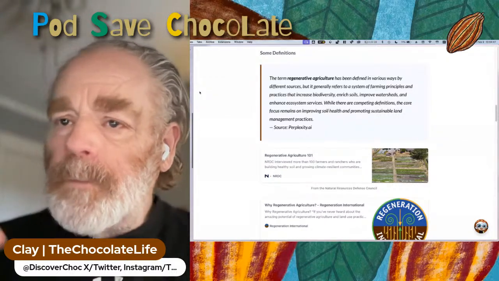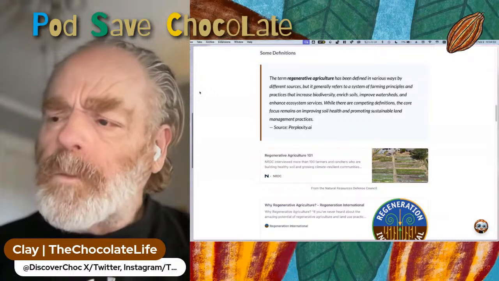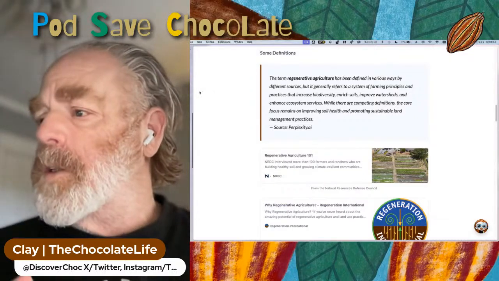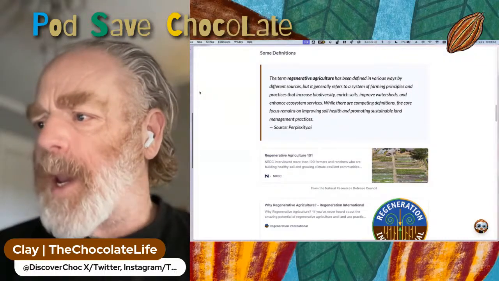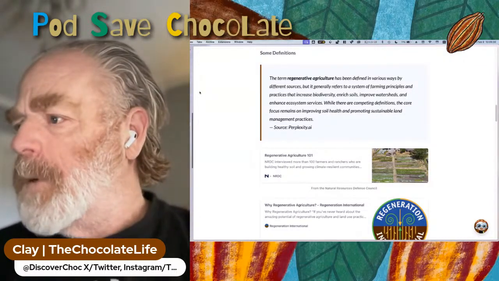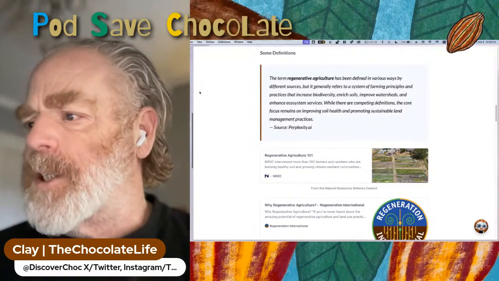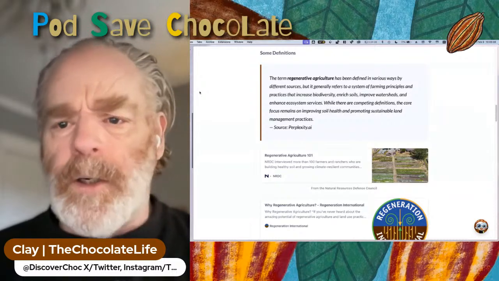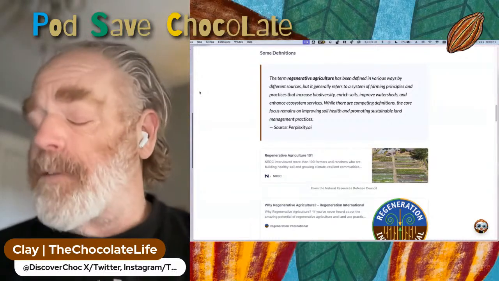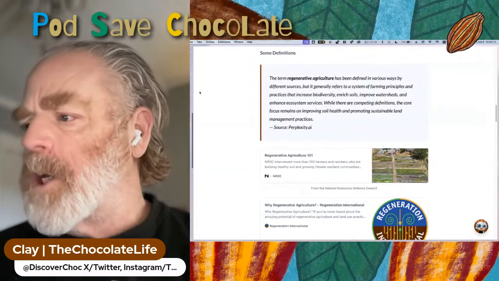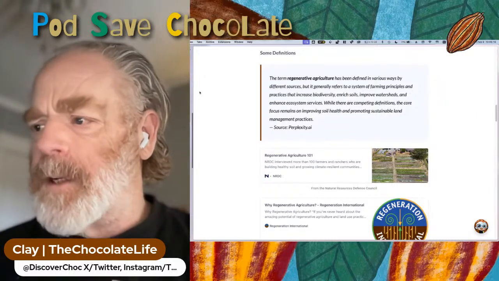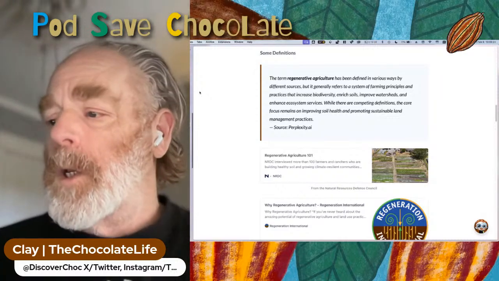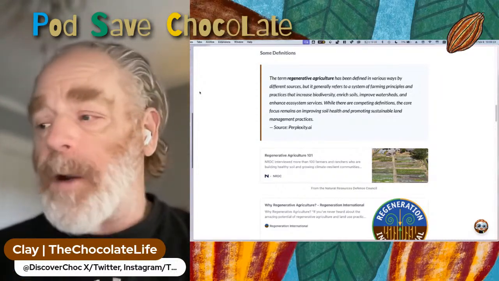The summary of regenerative agriculture that Perplexity put together for me was: the term regenerative agriculture has been defined in various ways by different sources, but generally refers to a system of farming principles and practices that increase biodiversity, enrich soil, improve watersheds, and enhance ecosystem services. While there are competing definitions, the core focus remains on improving soil health and promoting sustainable land management practices. So great, we have an idea. This is a general definition of what regenerative agriculture means.